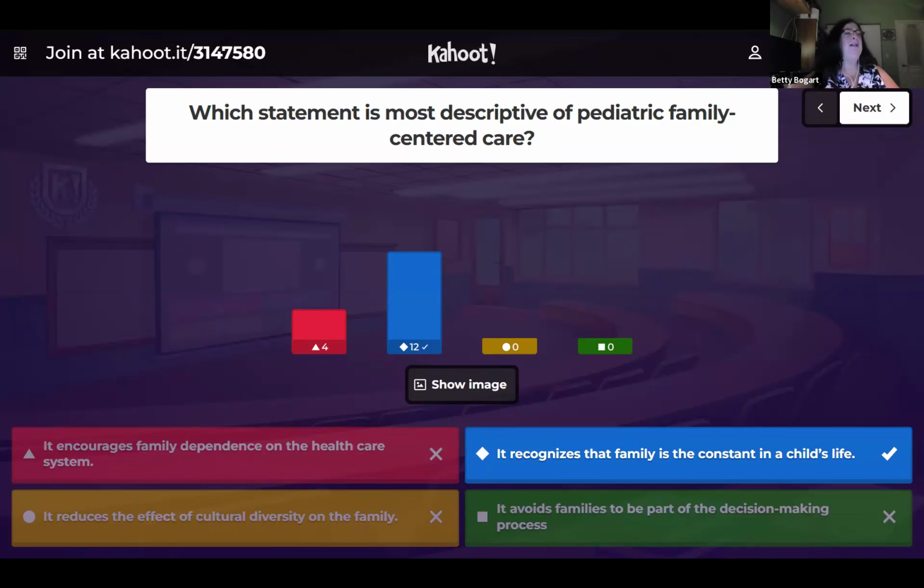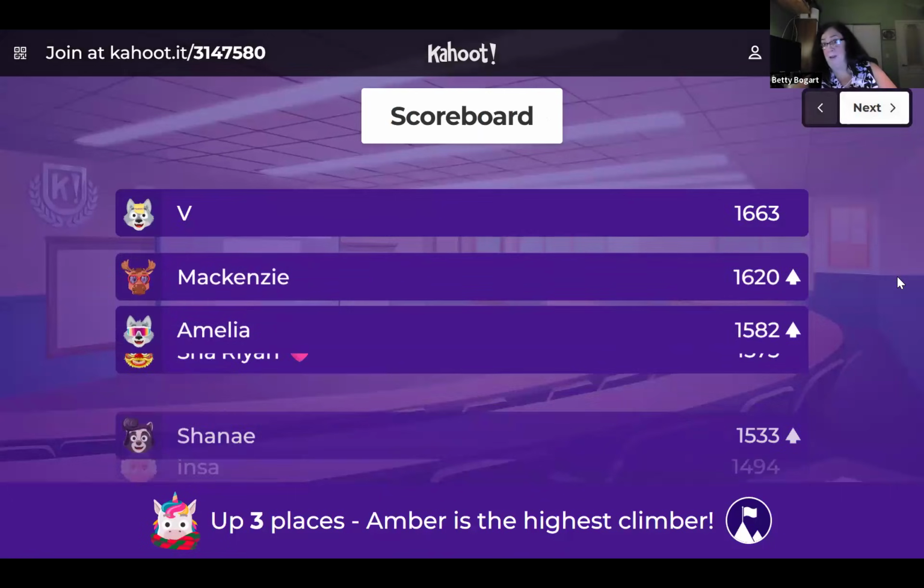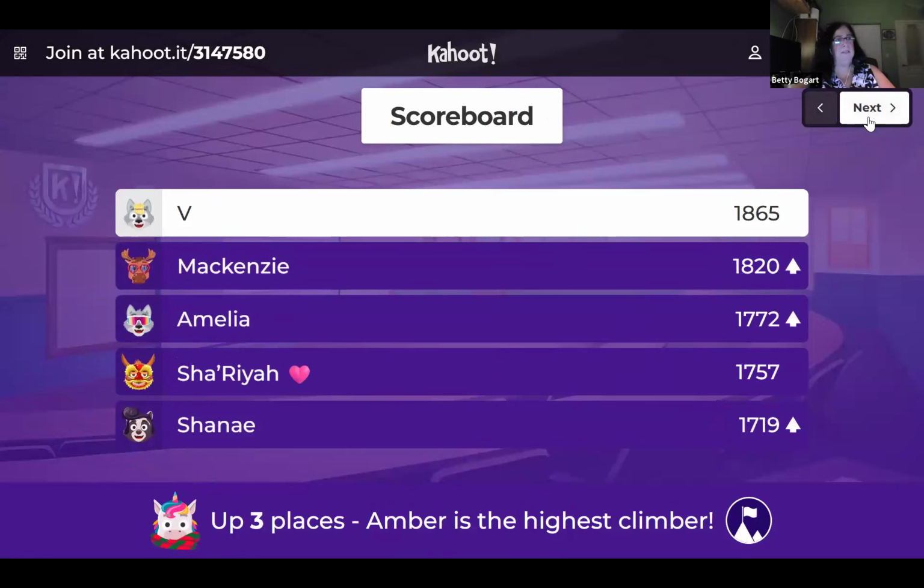So families, no, this is how we all learn. It's not a problem. Family-centered care. Remember, the family is the only constant in that child's life. It's all they know until they're older, okay? That is their constant. And remember, a family is whoever they say it is.